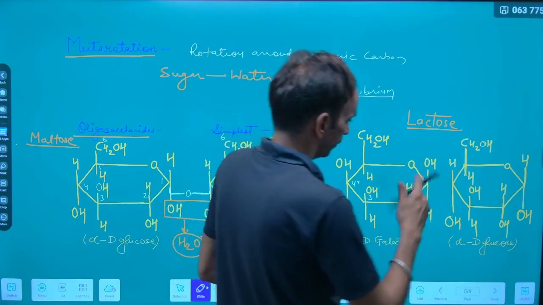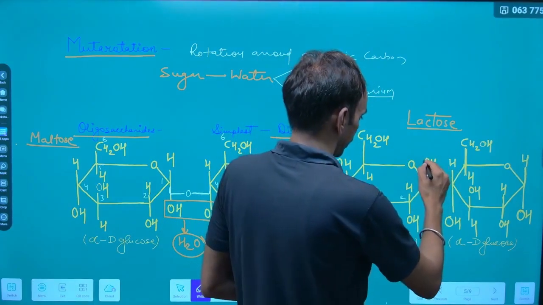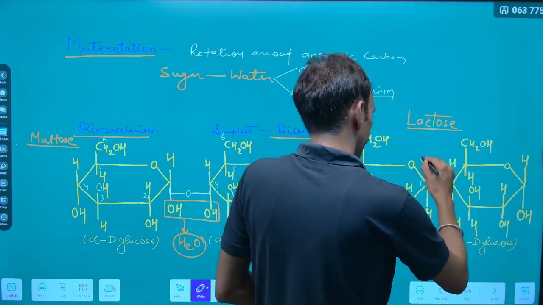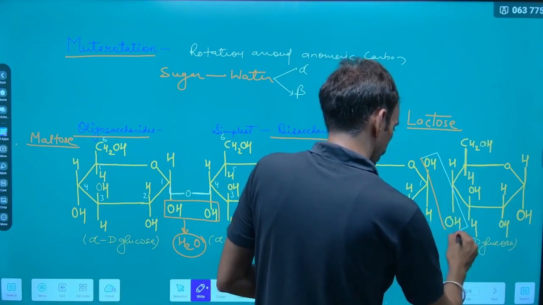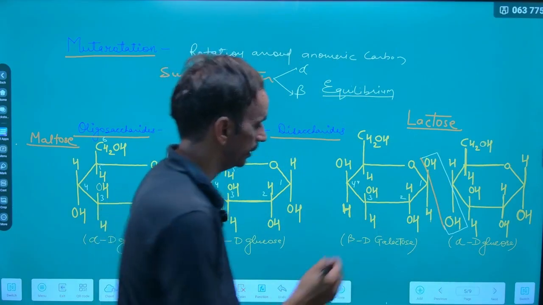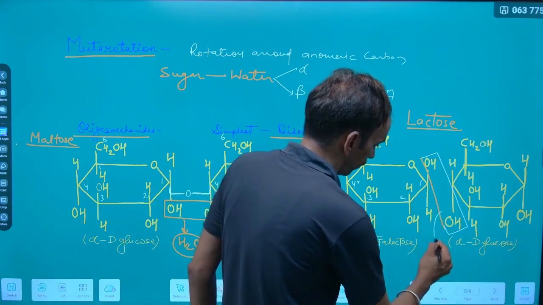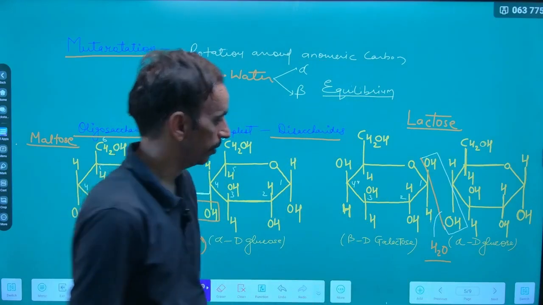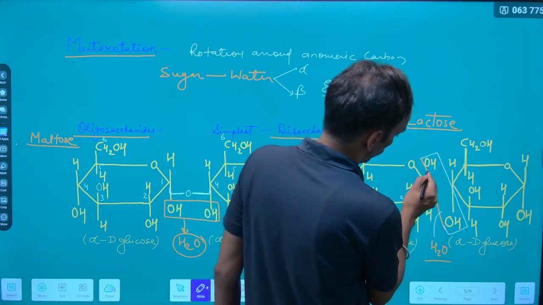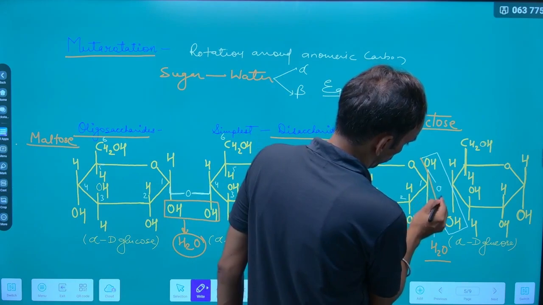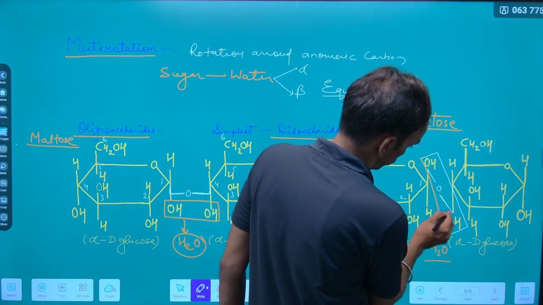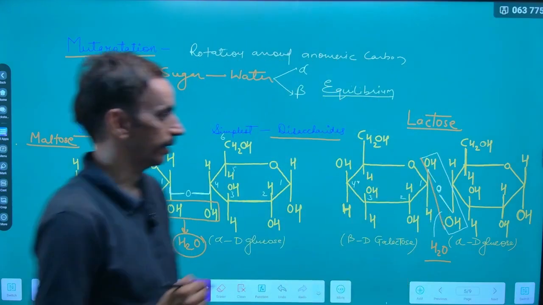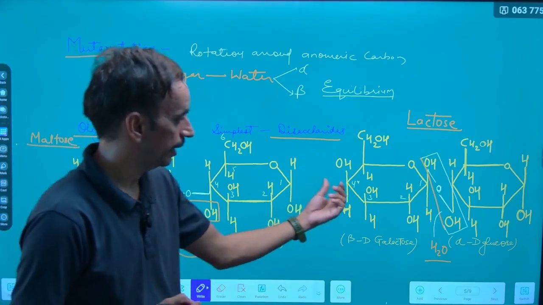Then again here is an intramolecular reaction that is known as condensation. There is a removal of a water molecule and formation of a new bond between the two sugars. This is known as lactose.